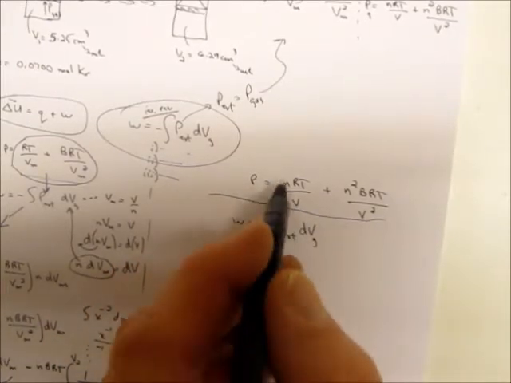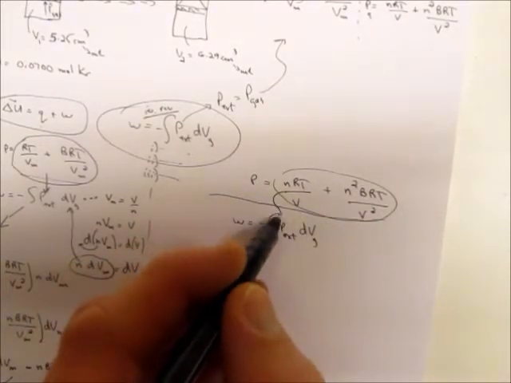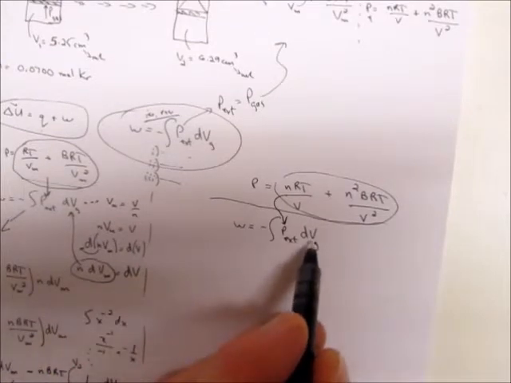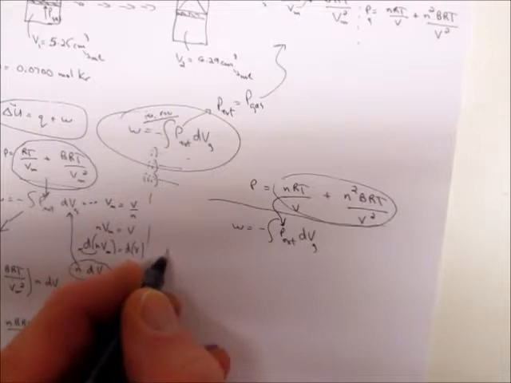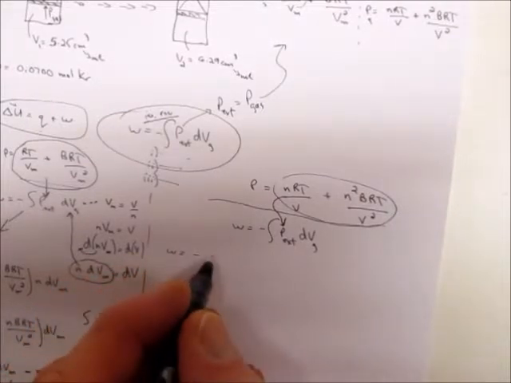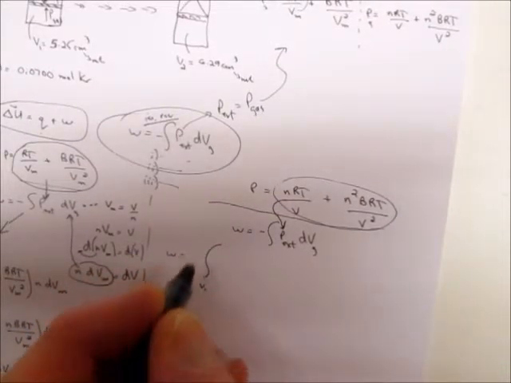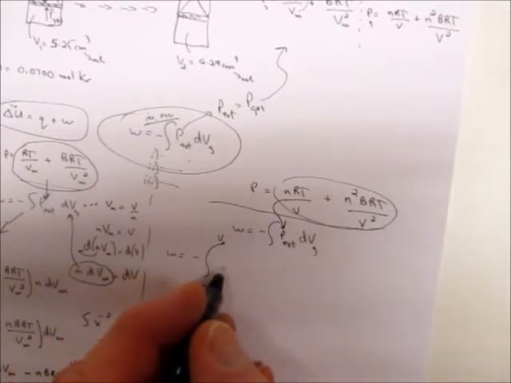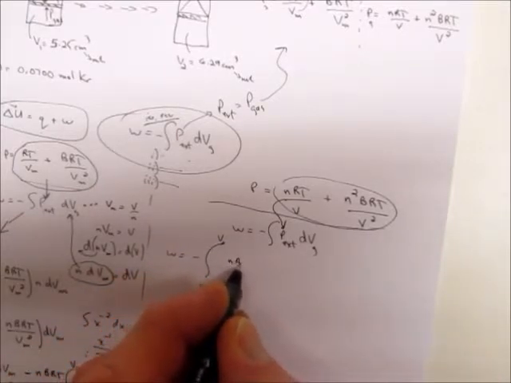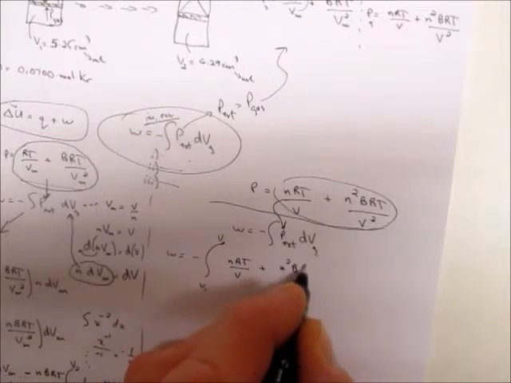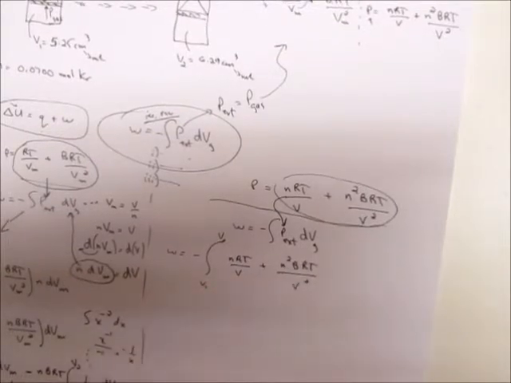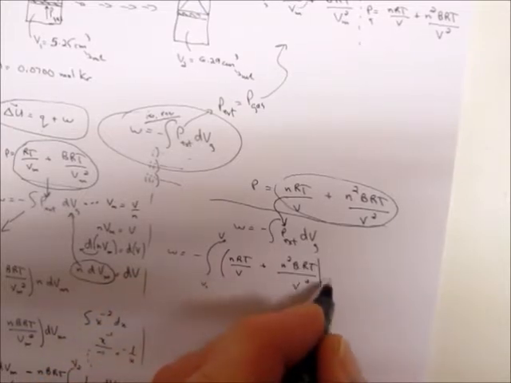So we're going to put this in place of that pressure. And that's already in volume, and this is already in volume, so I guess we're pretty much ready to go here. So the work is going to equal negative integral, from whatever the initial to the second volume is, of nRT over V plus n squared BRT over V squared. And that is dV.